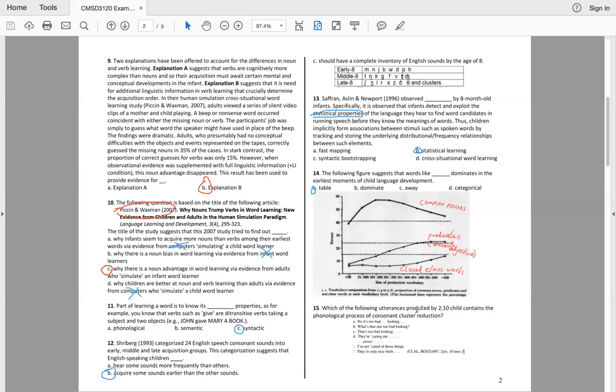15. Which of the following utterances produced by a 2-year, 10-month-old child contains the phonological process of consonant cluster reduction? So the only thing we have is here, scaring the child. The target is scaring.